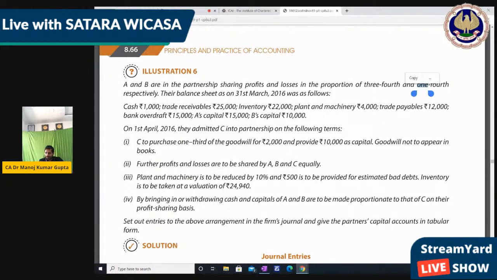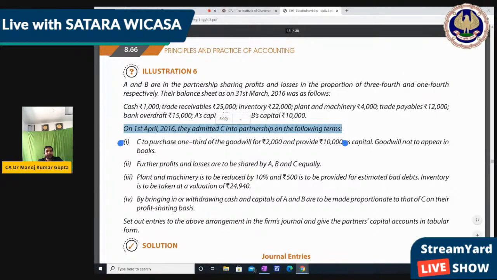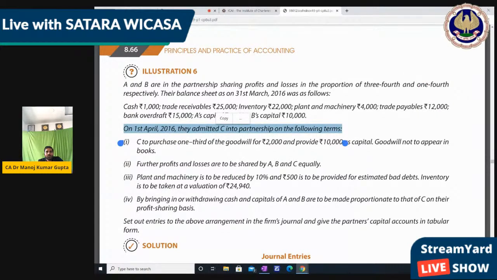They had admitted C. So you see the new partner. C is to purchase 1/3 of goodwill for 2,000 and provide 10,000 capital. Goodwill will not appear in the books. Perfect. So what does he say? He has to purchase 1/3 of the goodwill for 2,000, meaning 1/3 of goodwill is 2,000.